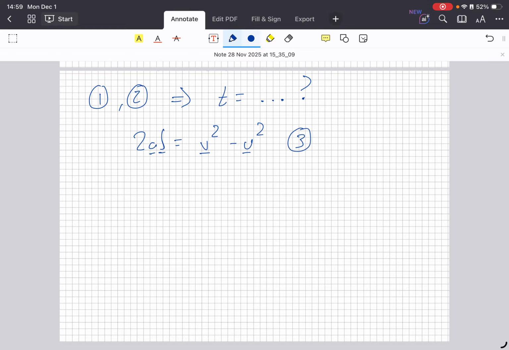And with these three, basically you can compute the solution to many of the kinematic problems that we'll see, including things like parabolic motion for projectiles and so on. That's the end of the video.